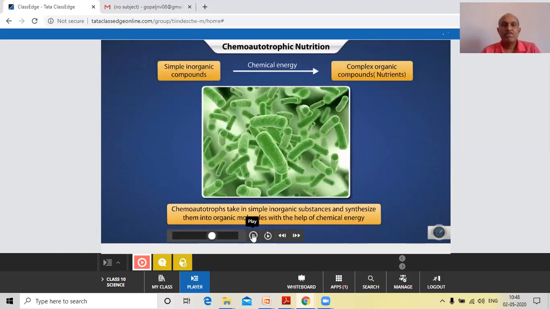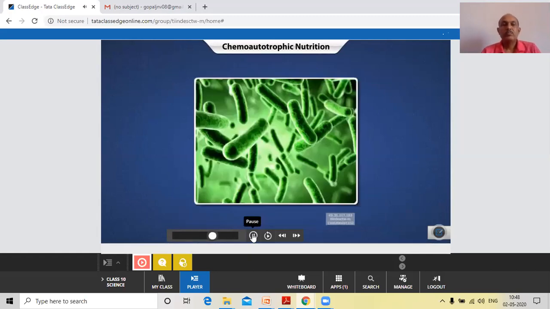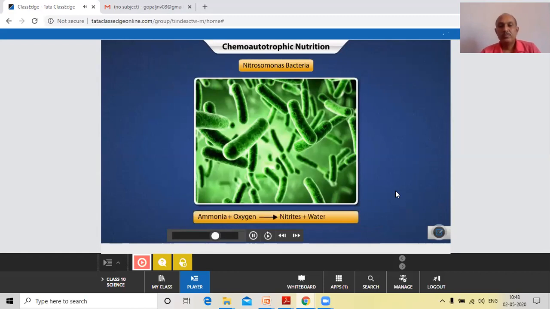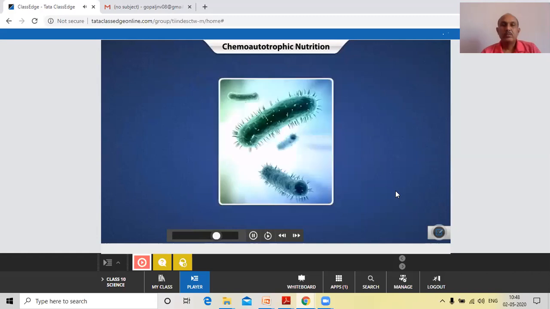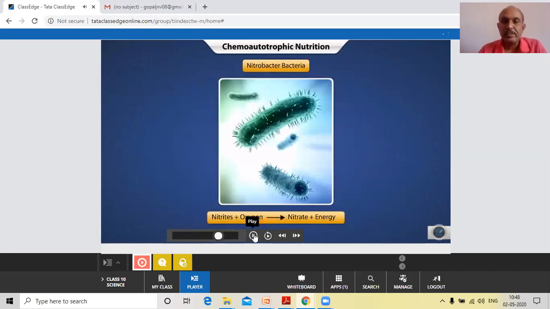Just see. An example of chemoautotrophs is the Nitrosomonas bacterium. It utilizes ammonia and oxygen to synthesize nitrites and water. Energy is produced in this process. Another example is the Nitrobacter bacterium. It uses nitrites in the presence of oxygen. So already I studied this one in 9th standard, nitrogen cycle, to produce nitrates and energy.